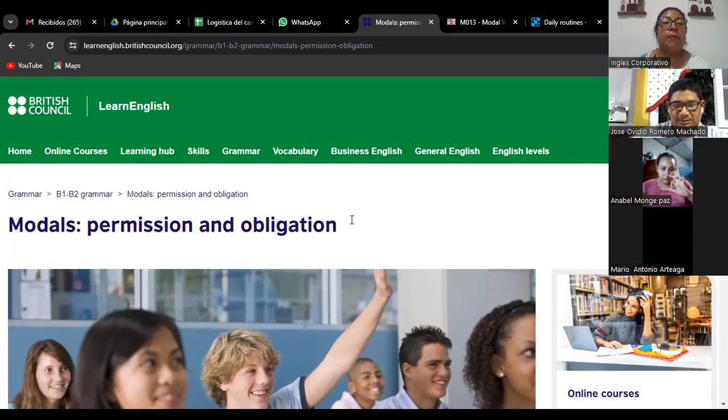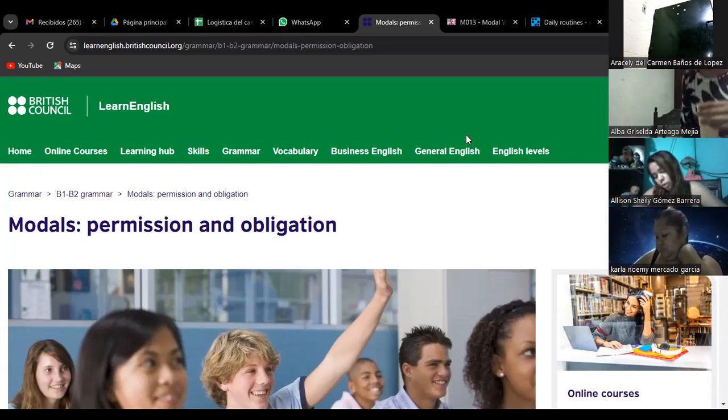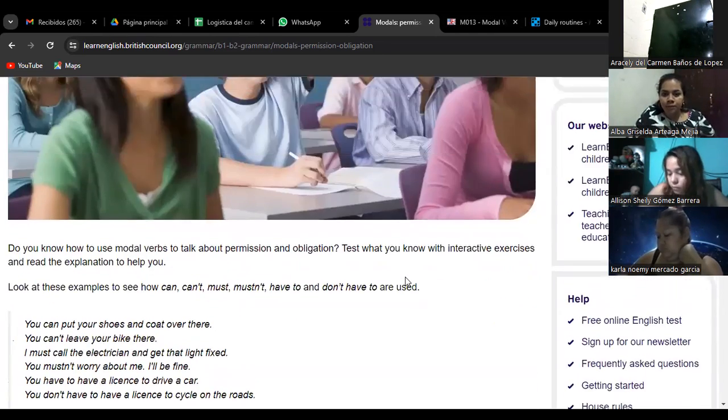And what about the modals of obligation? A ver, ¿cuáles recuerdan? Have to, okay, and must. Must, okay. And should, okay. ¿Para qué lo íbamos a utilizar should? Suggestions, recommendations, opinions.